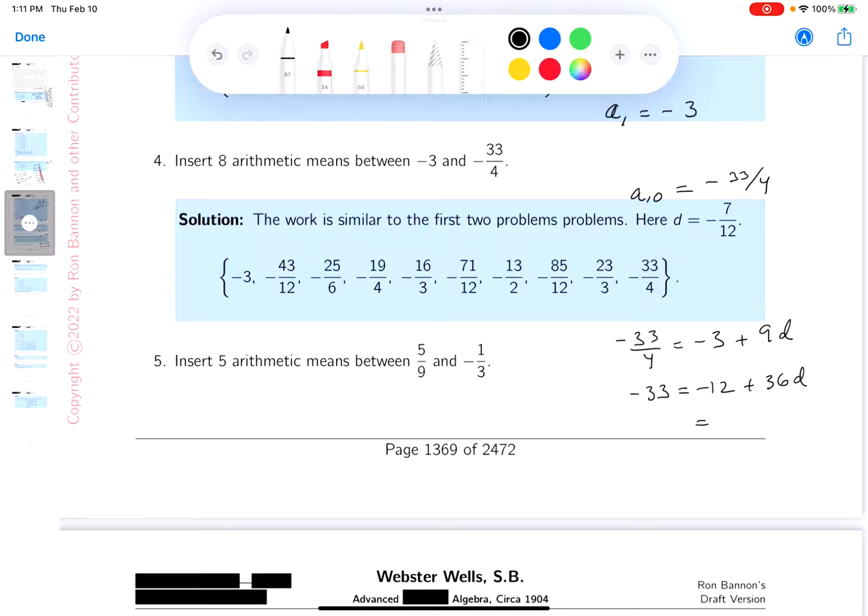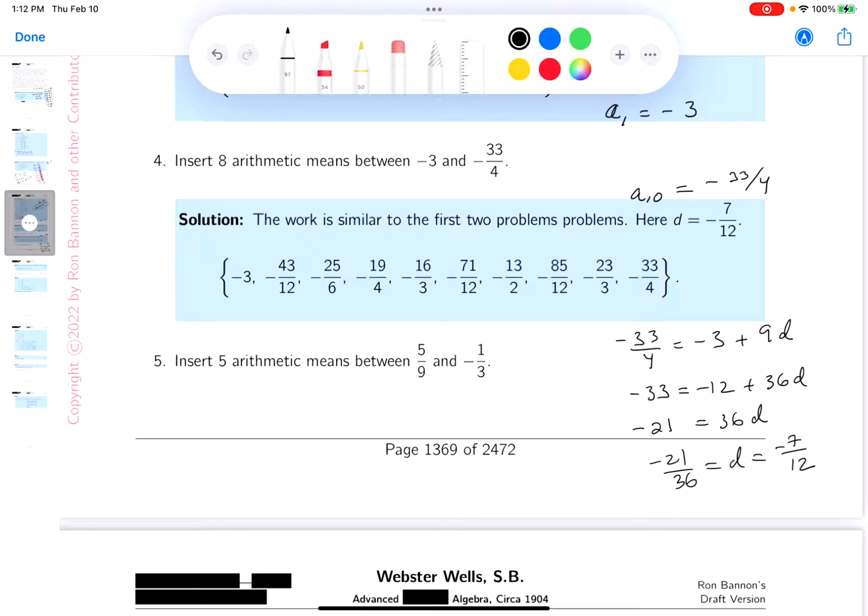I would add 12 to both sides. What do you get? Minus 21 equals 36D. Minus 21 over 36 equals D. And, reduce it by 3, you would get minus 7 twelfths. Right? That's what the D is.